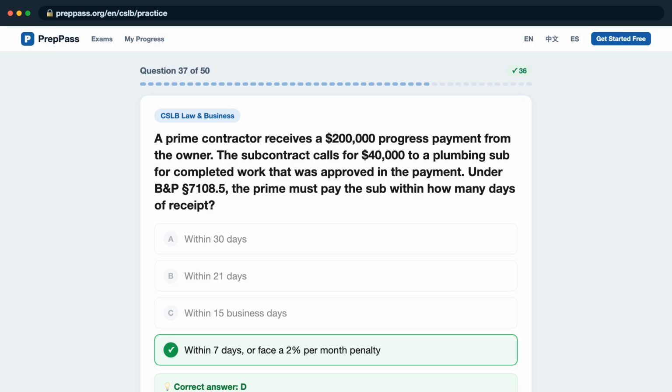The correct answer is D. Business and Professions Code Section 7108.5 requires a prime contractor to pay each subcontractor its proportionate share of any progress payment within 7 days of receipt from the owner. Wrongful withholding may trigger a 2% per month penalty plus attorney fees.